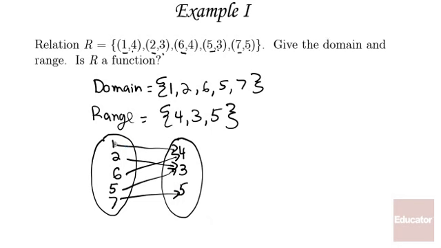Now I'm looking and I only see one arrow leading from each element of the domain. There's no element of the domain that is paired with 2 elements of the range. So in this case, this is a function. So is R a function? Yes. This relation is a function. So always double check, make sure you've answered each part. I found the domain, I found the range, and I determined that R is a function.